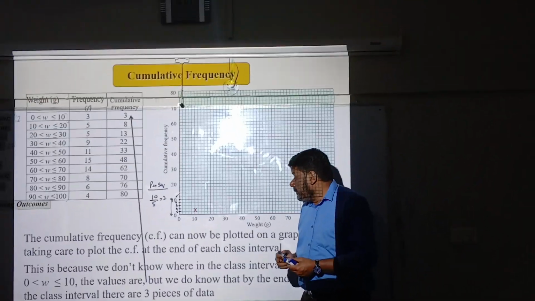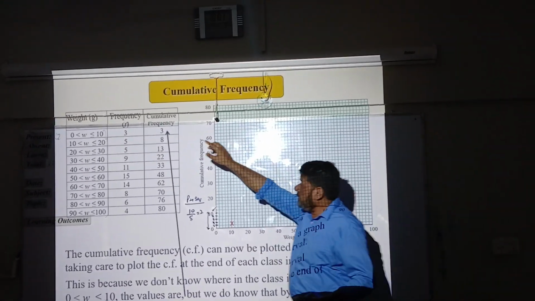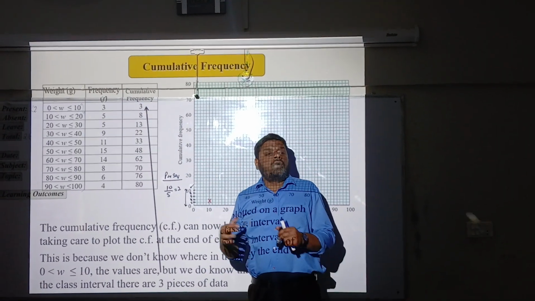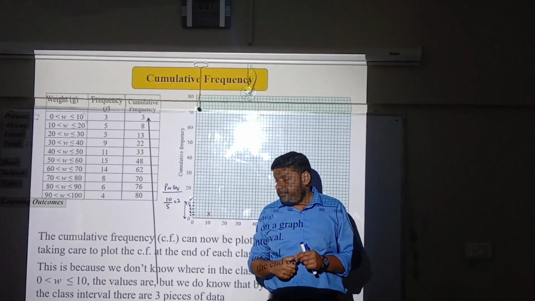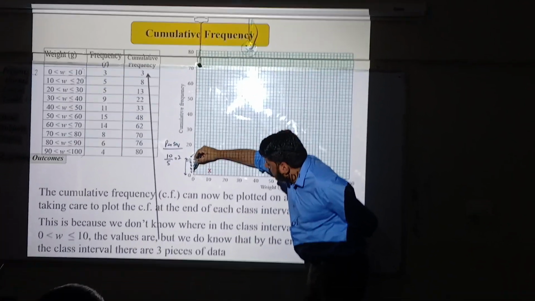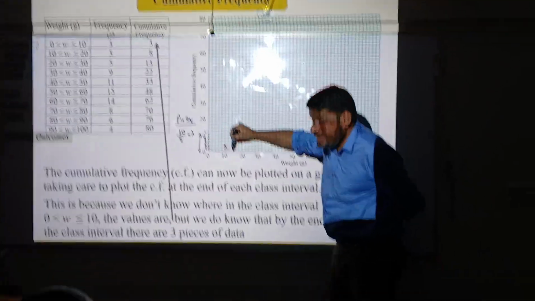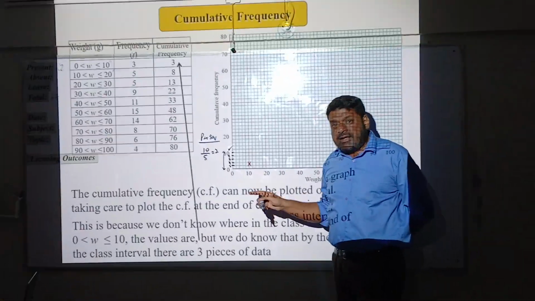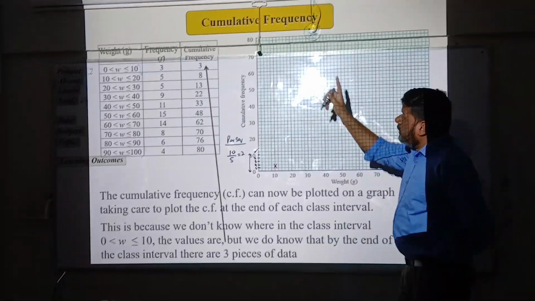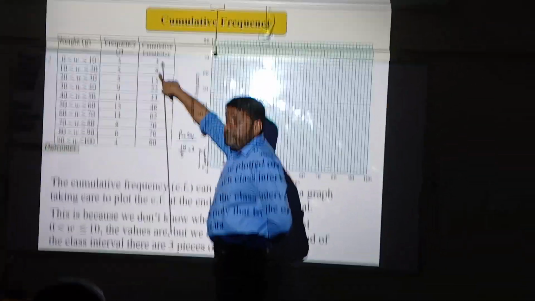Okay. Now back to the original concern, which is 3. The original value is 3. So how do we plot 3 in the cumulative frequency? It must be between 2 and 4. So this is the point, yes? Is this marked point 100% correct? Yes. Perfect.